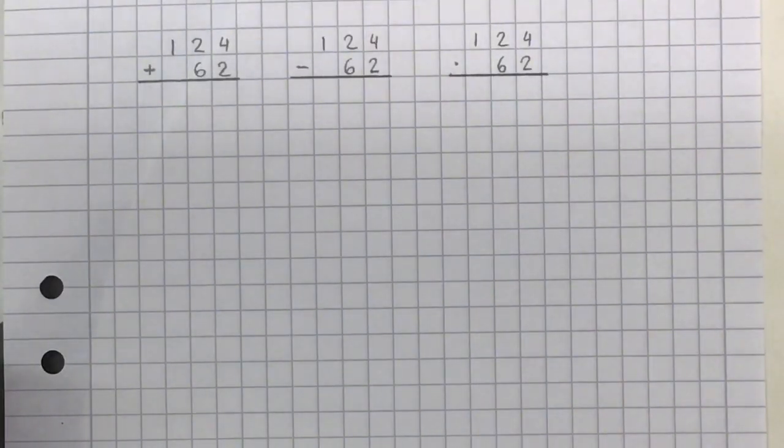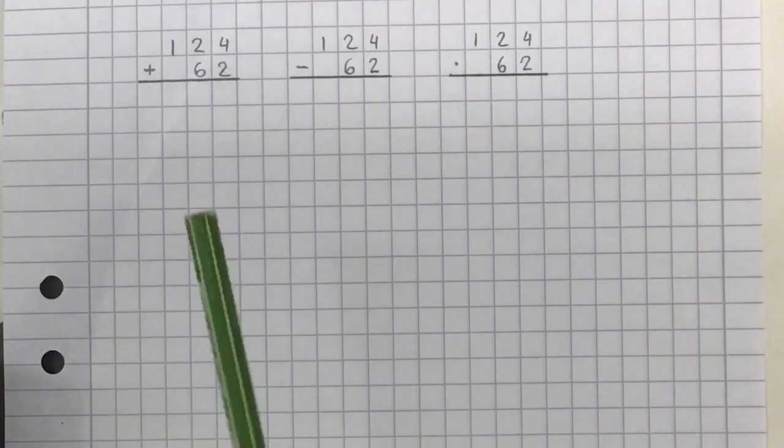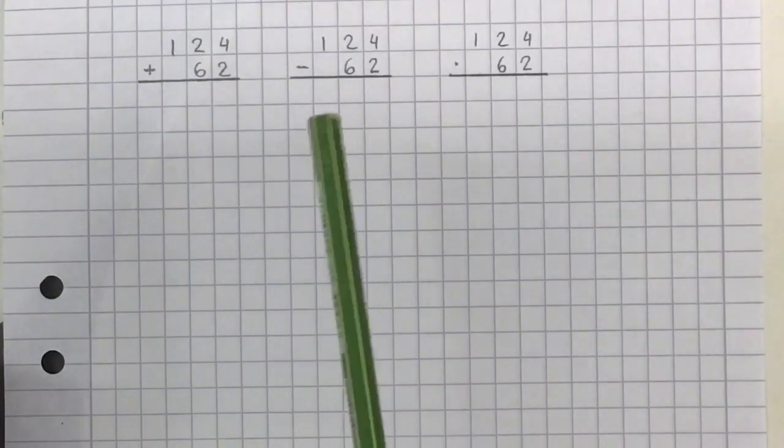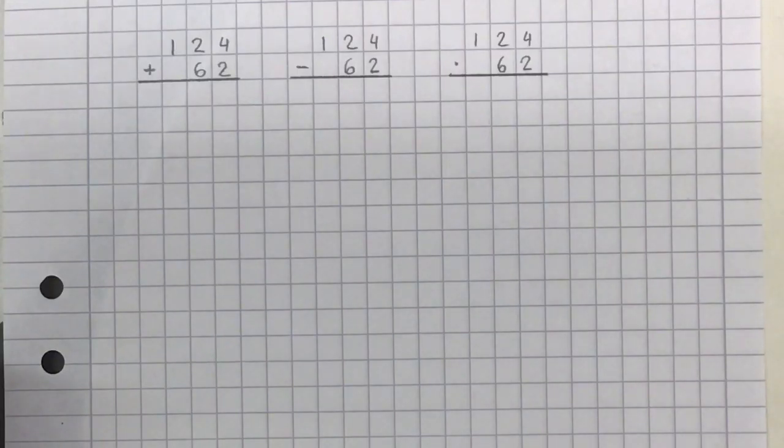This story begins about 25 years ago when I initially learned these different methods or algorithms for solving calculations. We had addition, subtraction, and multiplication, and we learned them in that order. So then the fourth one was division.